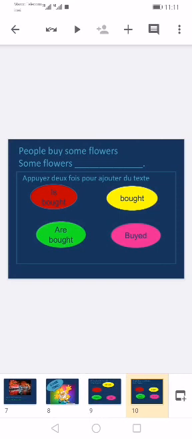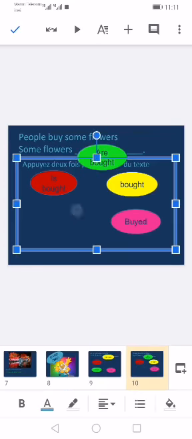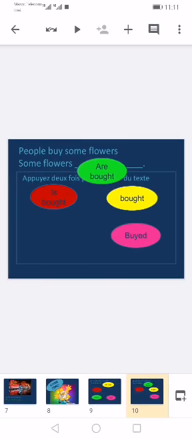In the second sentence, and it is also in the simple present, people buy some flowers. People buy some flowers. So flowers, or some flowers, is the object which will become just like the subject of this sentence. So flowers, we have the plural again. So are or is bought. Are bought by people. This is the good answer because we have plural again.